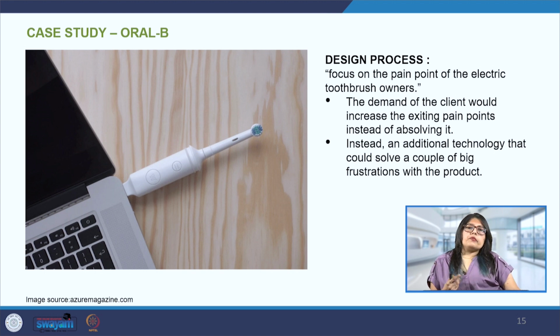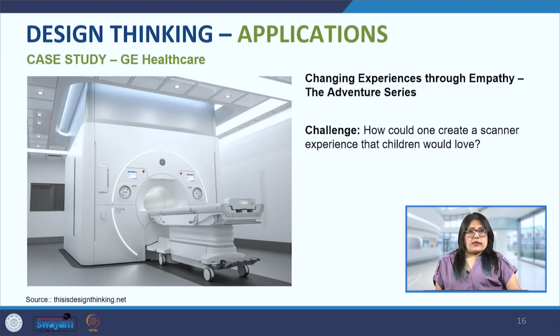So this is one example of how when we actually empathize with the user, we find that the idea we initially probably had to begin with is not really something that will work with the user, or that they will be able to solve any problem, or that they will find it desirable. So this was one example. Now we'll take another example from the medical field. This is by GE Healthcare.